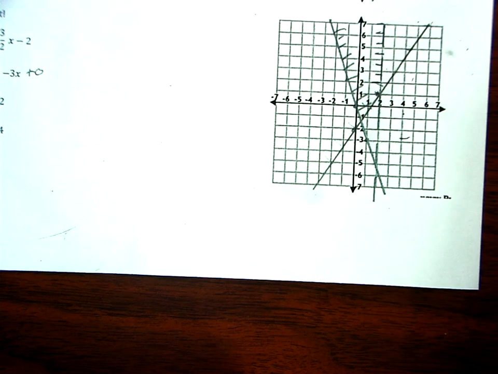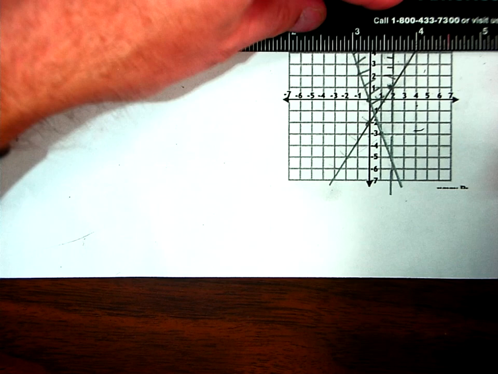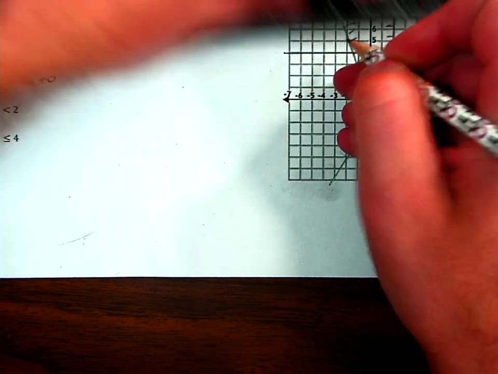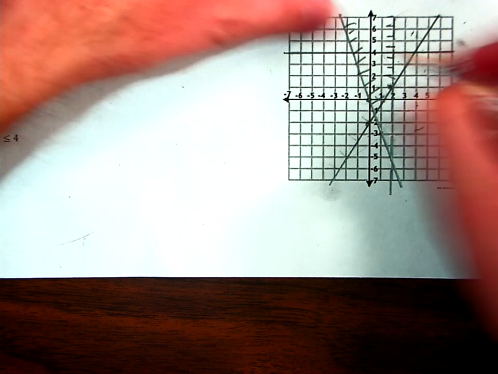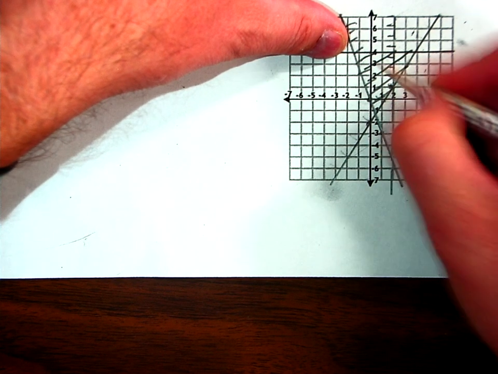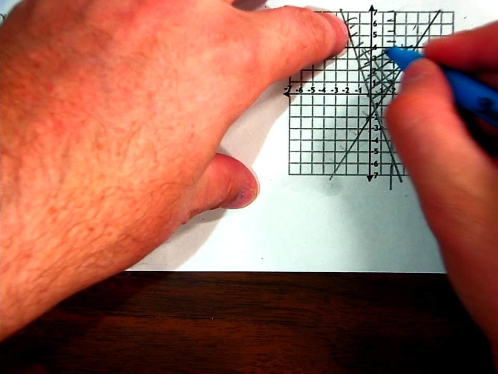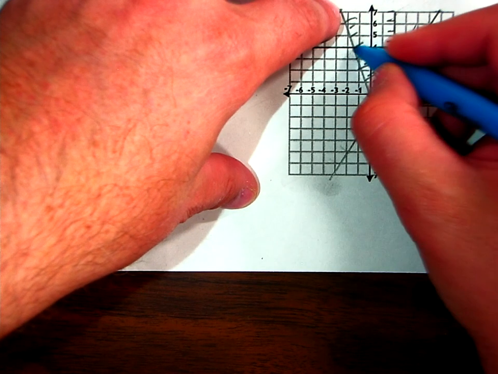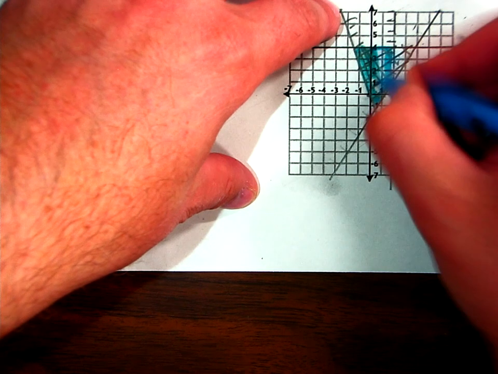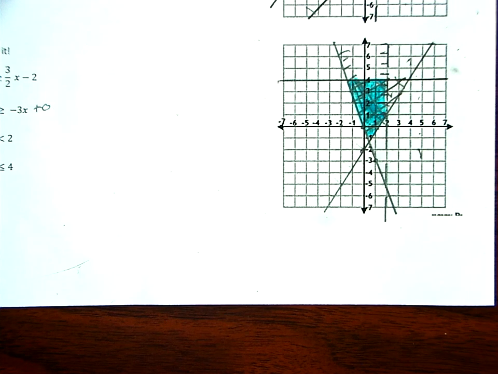And now I'm going to go y is less than or equal to 4, so I'm going to go to 4. It's a solid line. And it is less than or equal to, so I know it's going to be this little quadrant right here. And that is your actual answer right there.